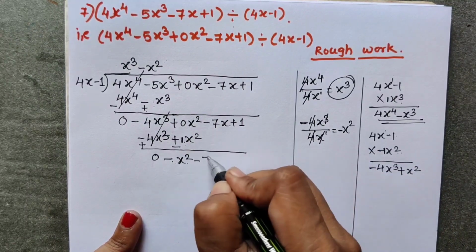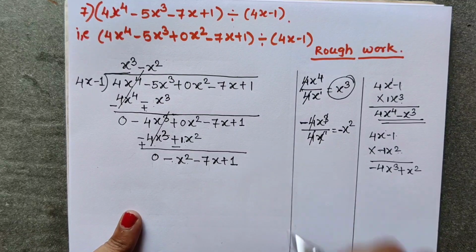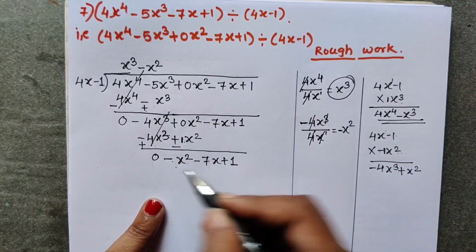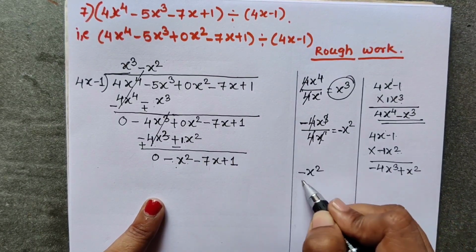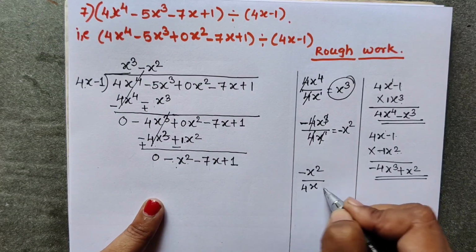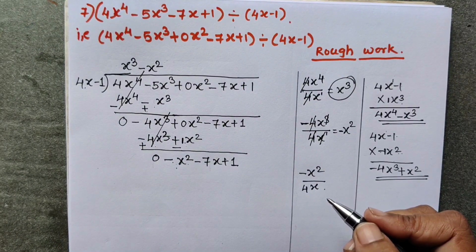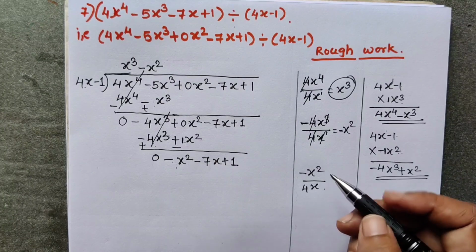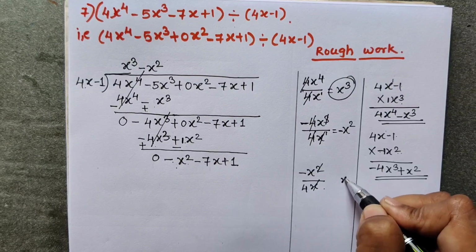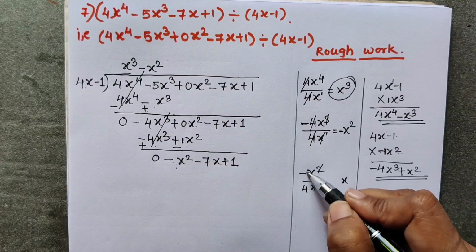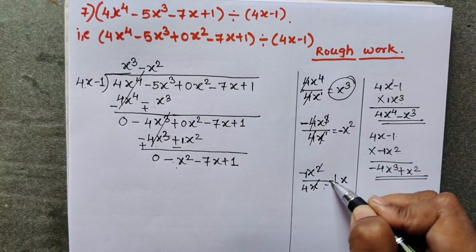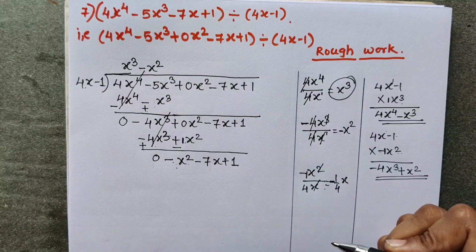Then the remaining terms, write down 7x plus 1. Now again check what we have to write in the quotient. First term is minus x square, divided by the first term 4x. So x square and x cancelled, we are getting only x, and here no coefficient is there, which means 1 is there, so we are getting minus 1 upon 4, minus sign is there, so minus 1 upon 4 we are getting.